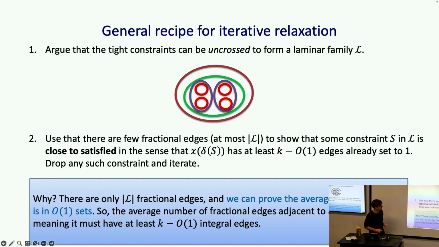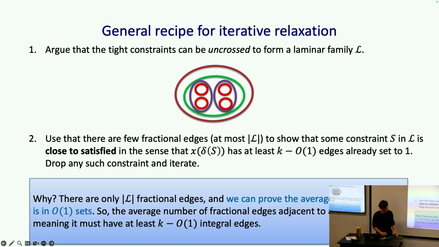Okay, we know there are only like L fractional edges, like 2n, let's say. And we can prove that the average fractional edge is in only order 1 of the sets in this laminar family. But that actually means that the average set in this family only has order 1 fractional edges. So that must mean that one of these sets has only order 1 fractional edges, since the average is only order 1. But that means that the remaining edges must be integral, because each cut has to have k edges going across it. And the amount of mass I can collect from my, let's say, 5 fractional edges is at most 5. So the remaining k minus 5 edges are integral.